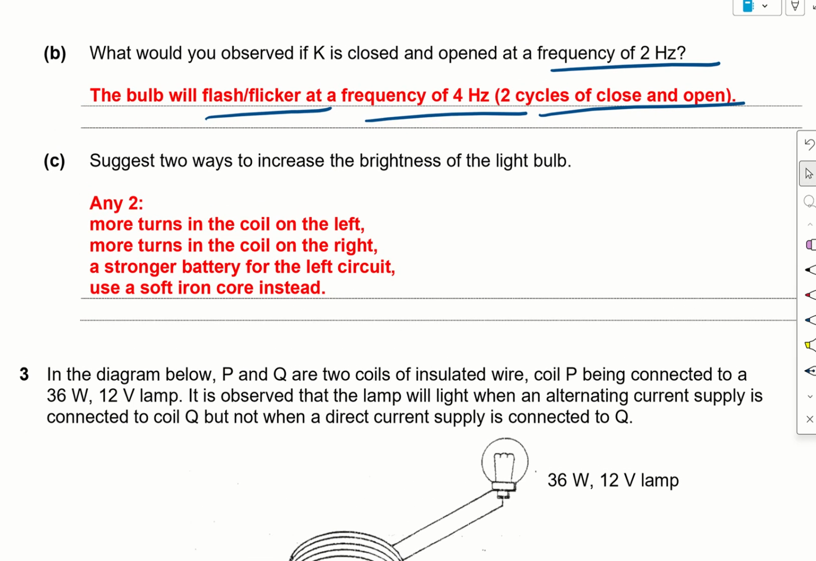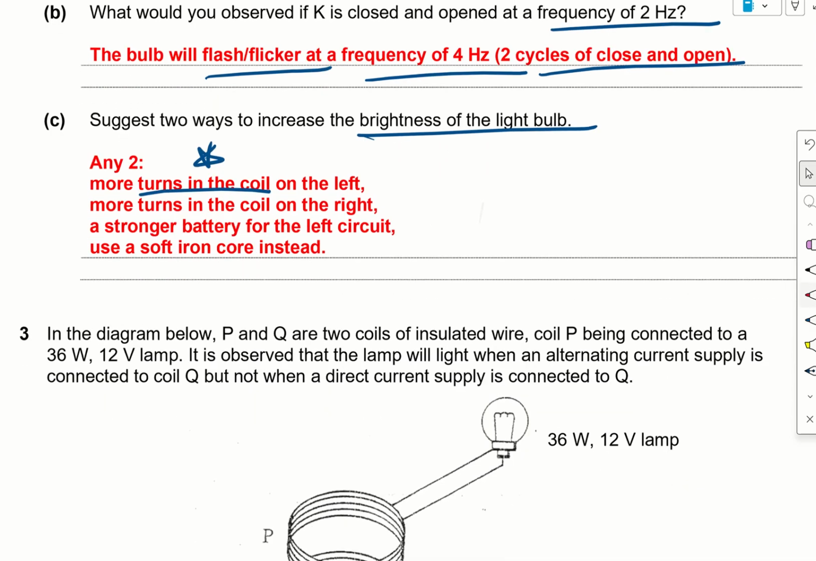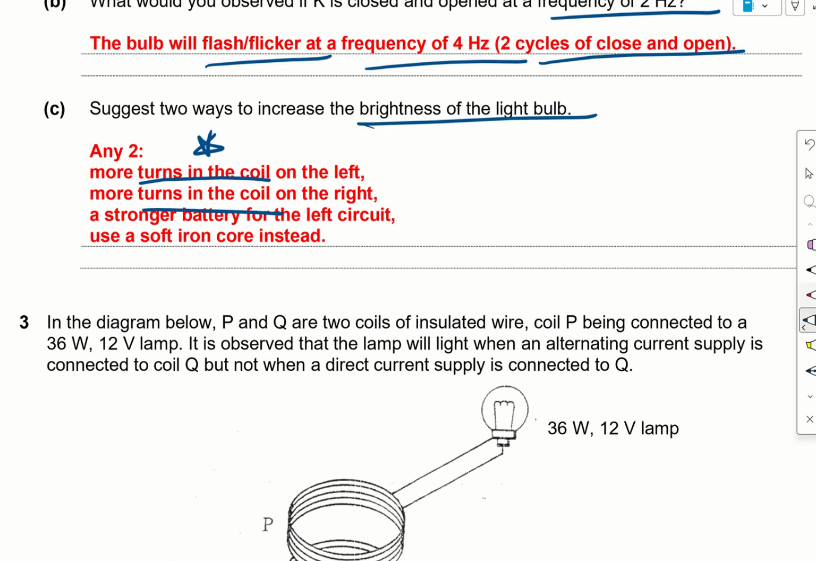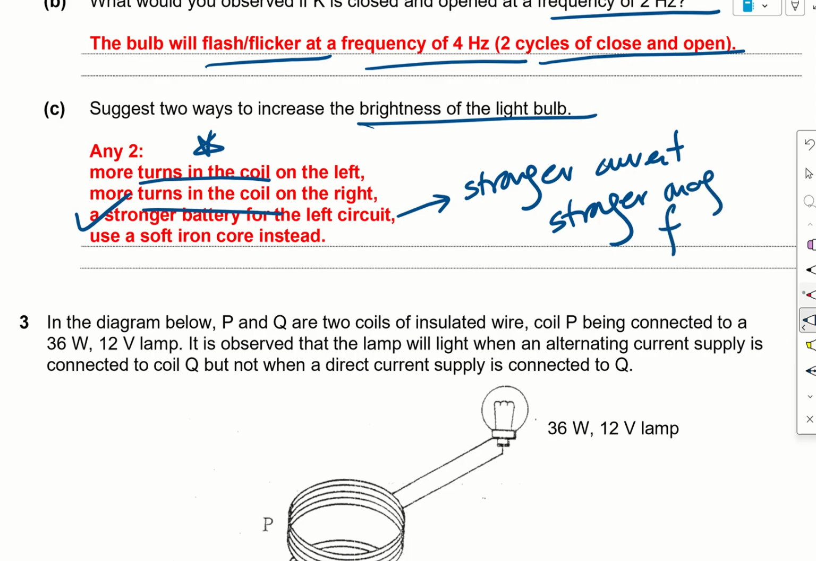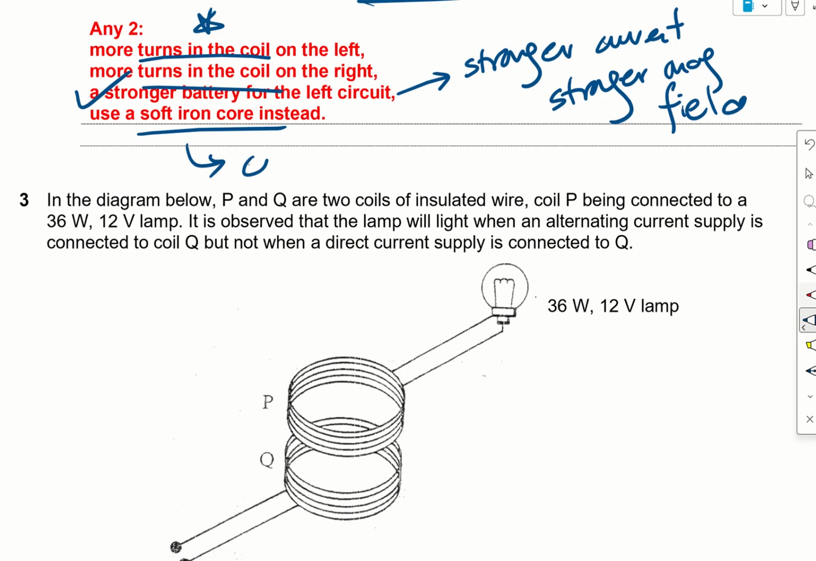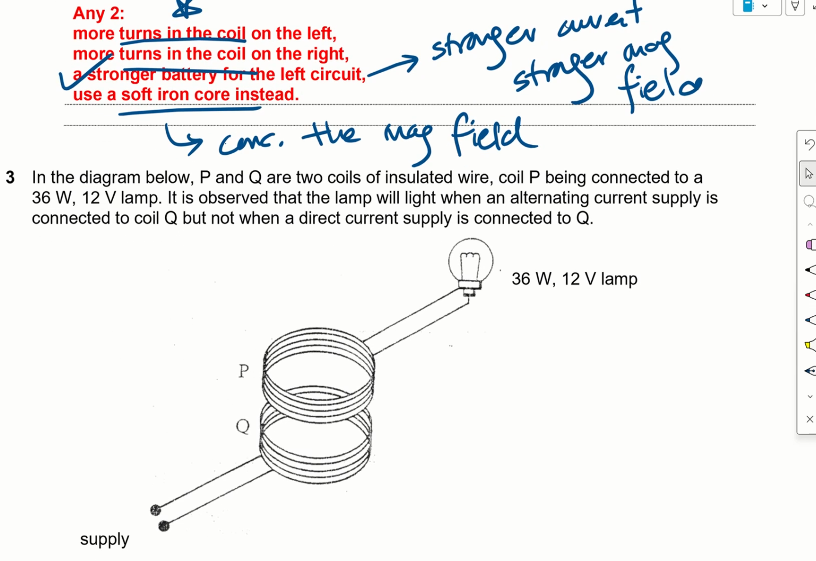Now suggest 2 ways to increase the brightness of the light bulb. More turns in the coil, very important, not more coils. So more turns in the coil on the left or on the right. Use a stronger battery for the left circuit so that there will be a stronger current on the left, so that there will be a stronger magnetic field produced. Or we can use a soft iron core. The purpose is to concentrate the magnetic field lines produced by the left coil.